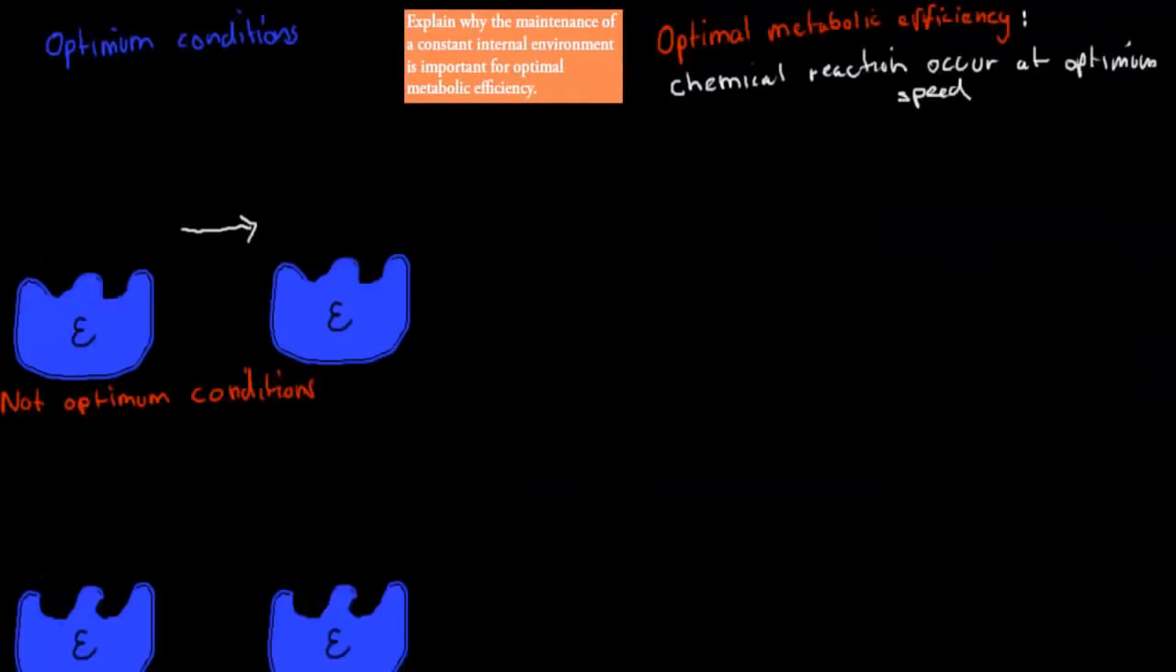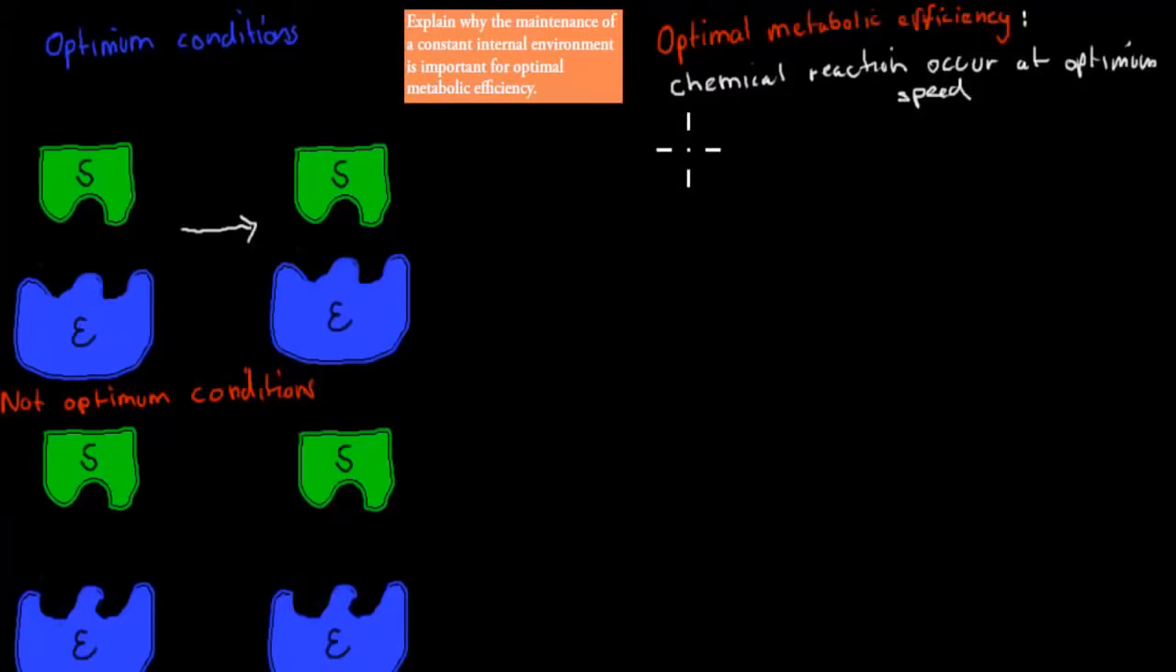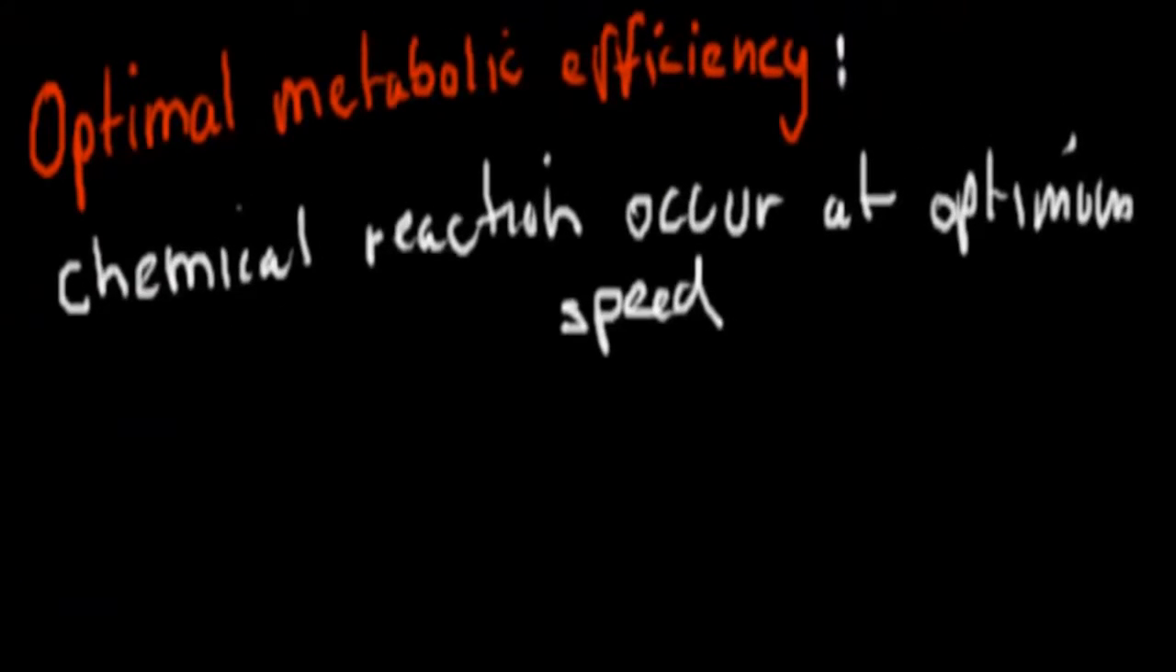So here we have two things. First I'm going to go over the definition of metabolic efficiency, and then I'll talk about optimum conditions. The optimum metabolic efficiency is just how fast chemical reactions occur, and that these chemical reactions occur at the optimum speed. So for example, we have glucose breaking down into ATP, that's a chemical reaction, or we have amino acids coming together to form proteins, that's also a chemical reaction, and these occur at your optimum speed, so at the normal speed that they should occur at. That's your optimum metabolic efficiency. So that's what that word means: the chemical reactions occur at their normal speed.